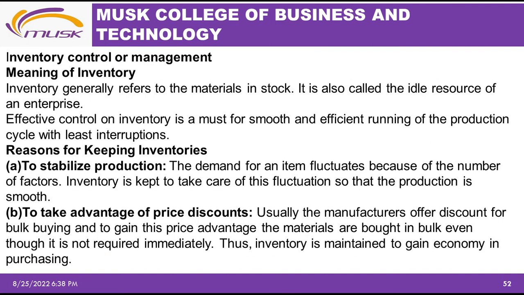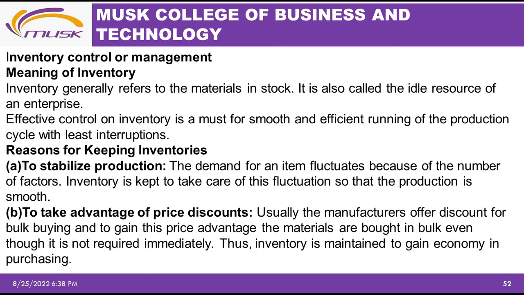We have what we call inventory control and management. Inventory refers to the materials in stock, or what we can also refer to as the idle resource. Effective control on inventory is a must for smooth and efficient running of the production cycle with least interruptions. Reasons for keeping inventories. Number A is to stabilize production. We are saying that the demand for an item fluctuates because of a number of factors. Inventory is kept to take care of these fluctuations so that the production is smooth.